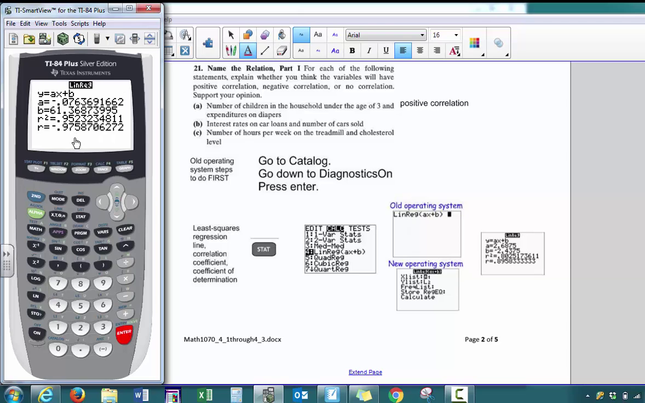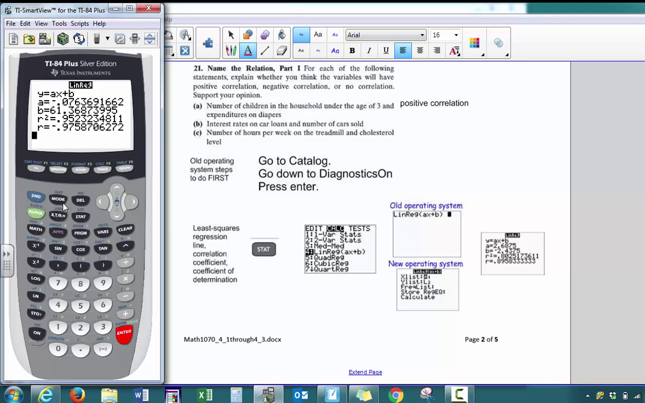And here are your results. And we'll talk about what these other screens mean, but R at the very bottom is your correlation coefficient. It tells you your strength and your direction. Your direction is negative because you have a negative value here. And this will be very strong because this value is close to -1.